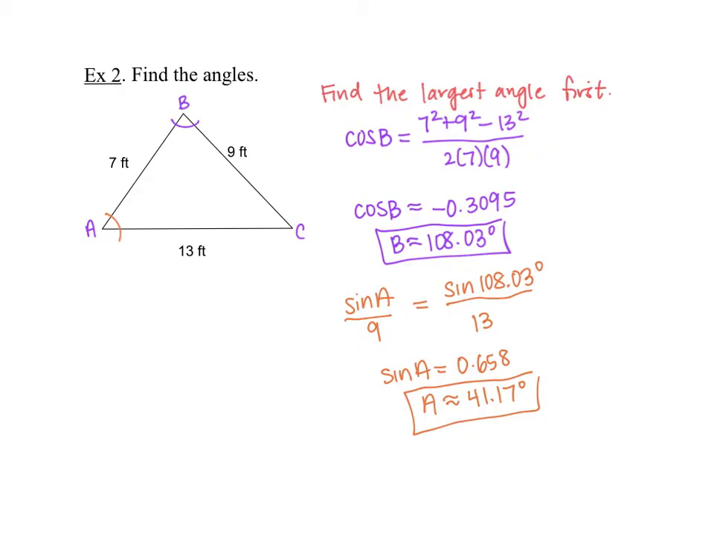Okay, now if I found the largest angle first, I don't need to consider A prime. That's the main advantage here. And then to find angle C, what am I missing? You don't need to show work, but do 41.17 plus 108.03, subtract from 180, and I get 30.8 degrees for my final angle. Okay, this is when we found the largest angle first. I'm going to not find the largest angle first, and I'll show you what will happen. It's not that it's wrong, it's that it's more work.